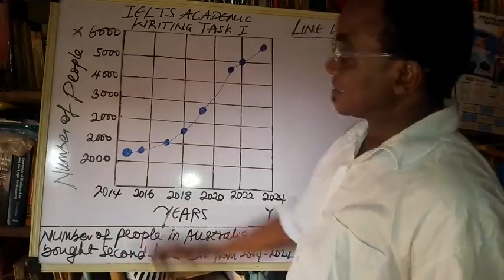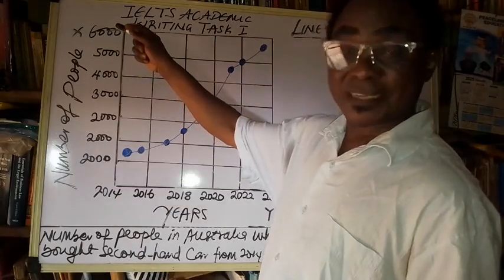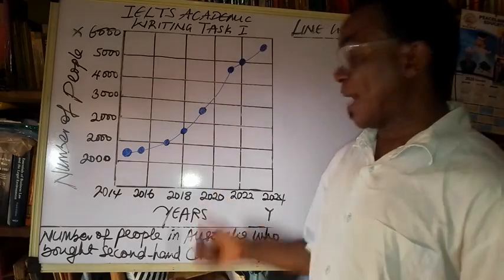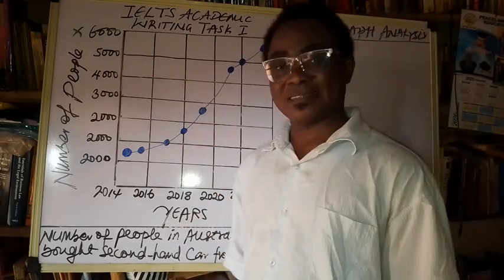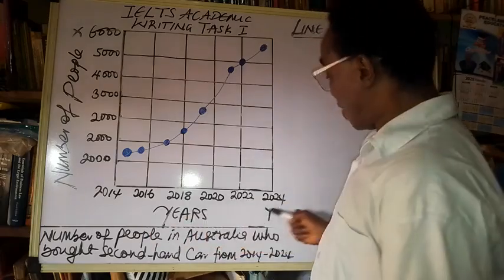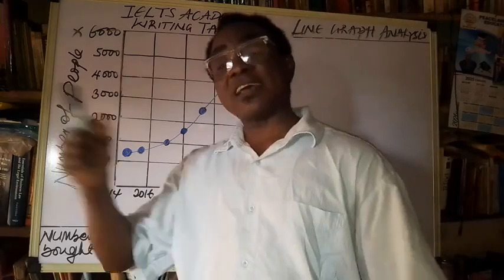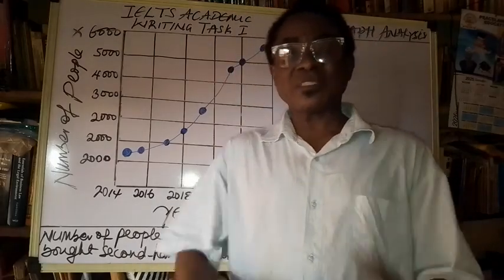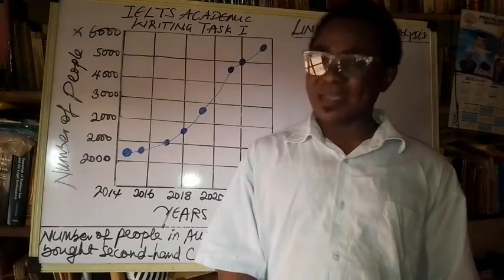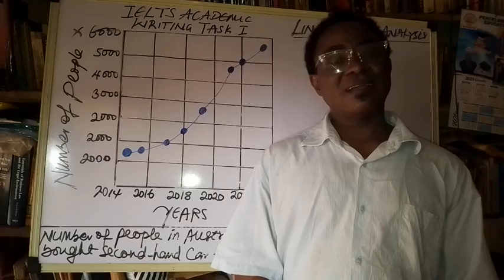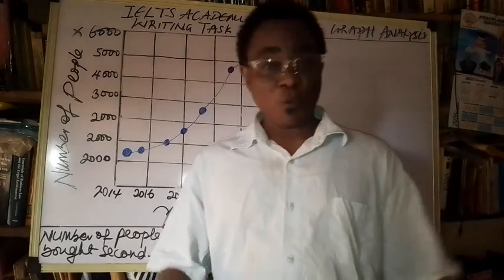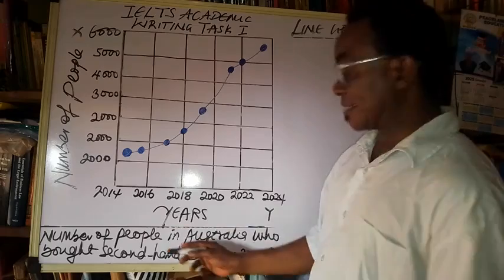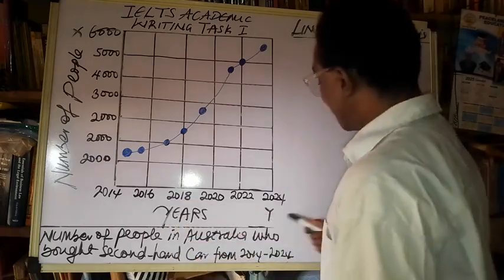For instance, the number of people, in this case Australians, who buy second-hand cars depend on the years, because it is as the years roll by that people or individuals are able to take the decision to buy or not to buy a second-hand car, and then to make the money required to do so. So the number of people who buy second-hand cars depend on the years.